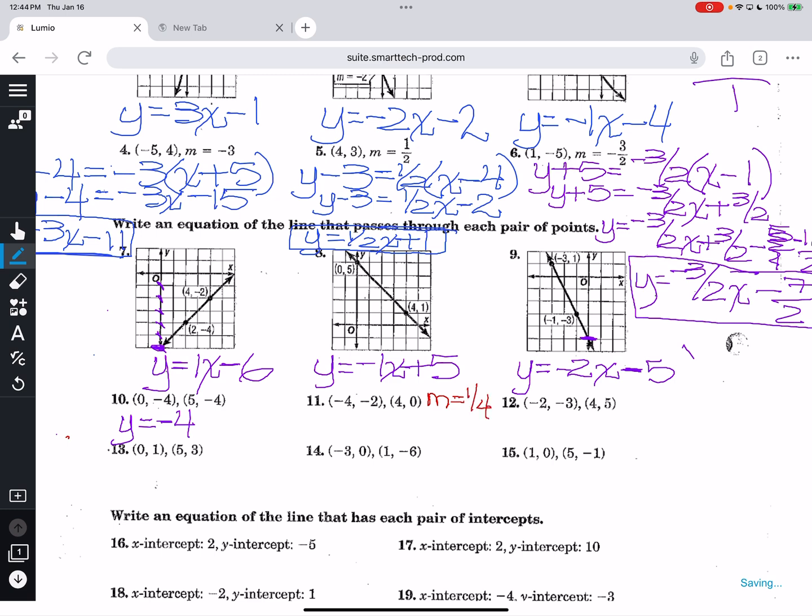Now, how many ordered pairs are you given? 2. You're going to use what form though? We now have a point and a slope. What are we going to use to solve this? y minus y1 equals m times x minus x1. You have 2 ordered pairs though. You pick, and it doesn't matter.